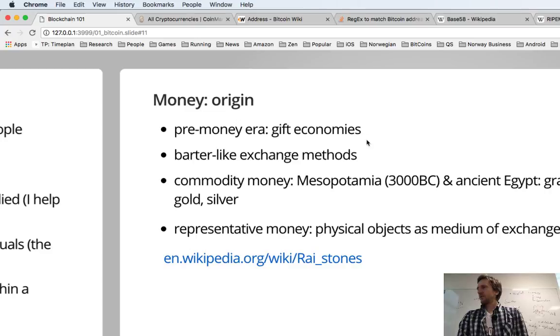Yeah, so we went through this. We had the pre-money era and barter-like, so gift economies and barter exchange methods. We had some commodity money, so we could use something as a means of exchange. For example, in ancient Egypt, they used barley or some grains, and then later gold and silver. There is an interesting concept 600 years before Christ.